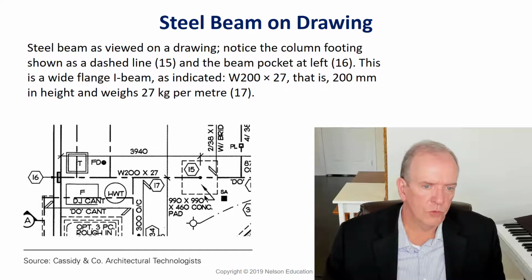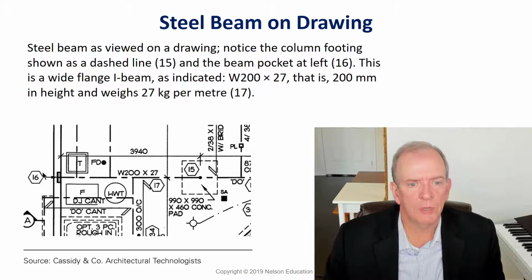So here on this little drawing clip, this is what it would look like. You see this little dot, that's for the post that would support a beam. This dashed line around it is for the column footing. And this is basically a W200 by 27 beam. It would sit in a beam pocket. This number is 16. I could look at the construction notes on the first page and it would tell me what that is.